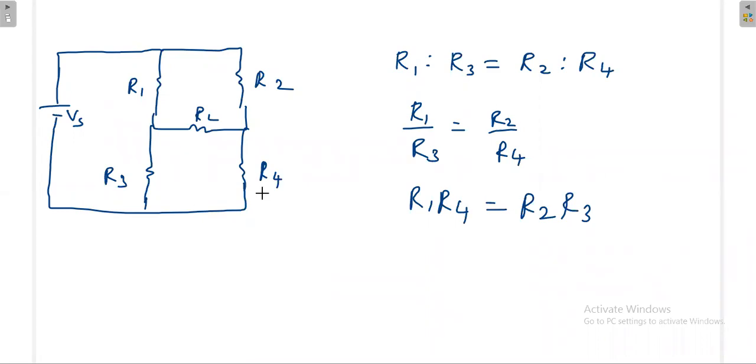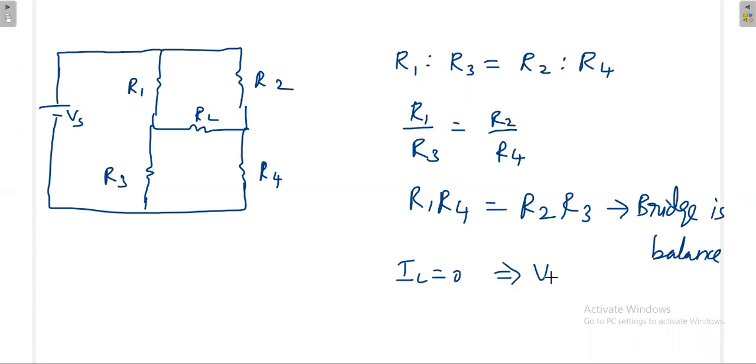So you simply cross multiply R1 and R4, and R2 and R3. If the values are equal, then the bridge is balanced. Then irrespective of the voltage value, irrespective of the resistance, if the bridge is balanced, there will never be any current across the load. So this means, sir, the bridge is balanced. Once the bridge is balanced, the load current across the bridge is zero. So load voltage is also zero. So finally I'm not getting anything here because current is zero, voltage is also zero.